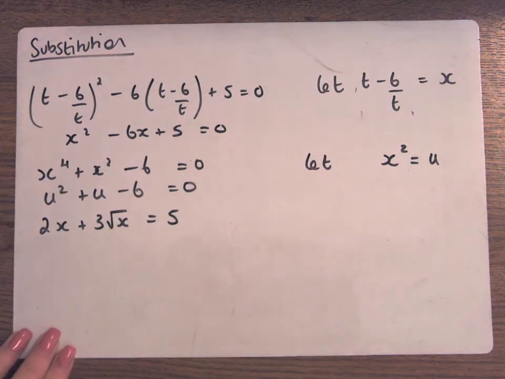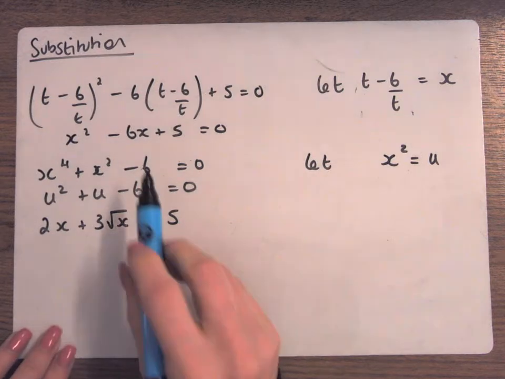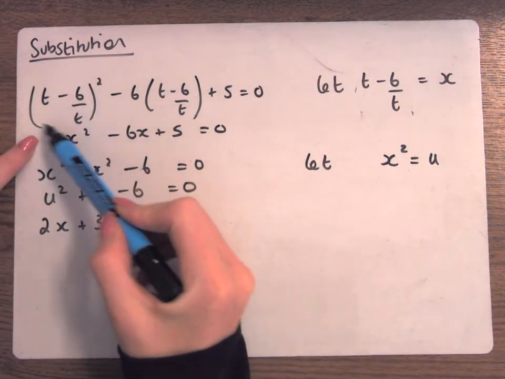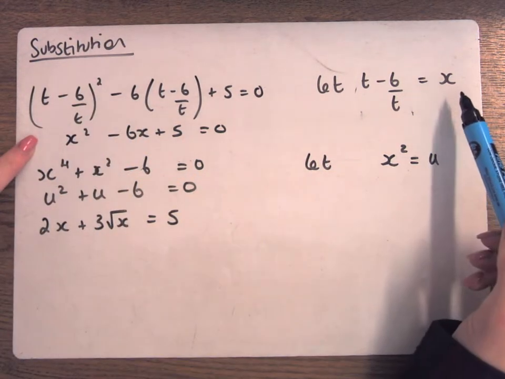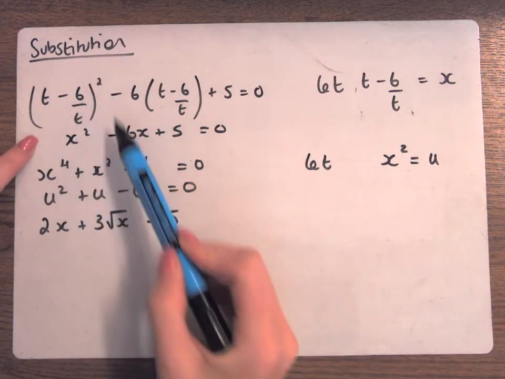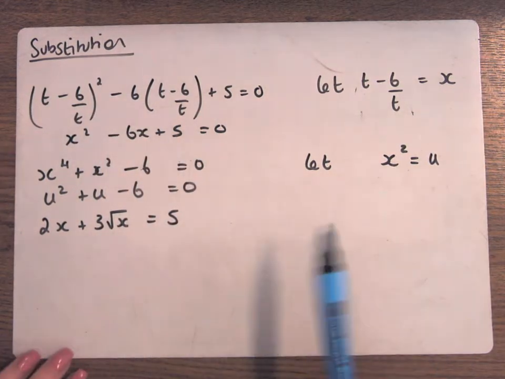And where did you get the quadratic equation from? The x squared minus 6x plus 5? Is that in the question? This? Yeah, like the whole line. This, I've said is x. I've substituted it in. So that's where it comes from. X squared minus 6x plus 5.